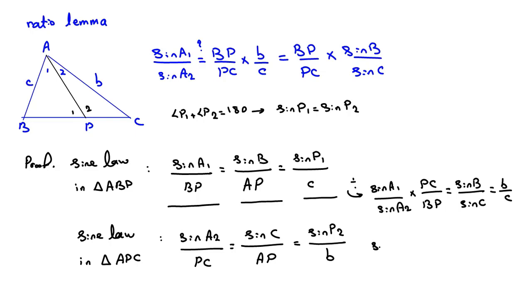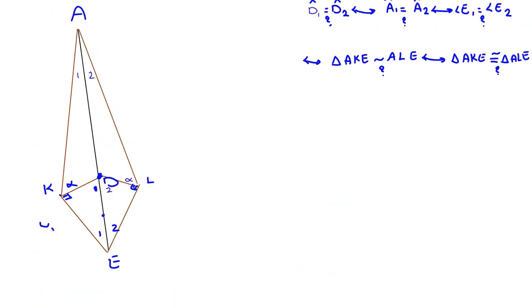Now, here, you can say sine A1 over sine A2. If we take these to the right-hand side, it will be the reciprocal of that: BP over PC. So it will be BP over PC times this one, sine B over sine C, which is this part, or BP over PC times B over C, which is related to this part. Okay? So we proved the ratio lemma.